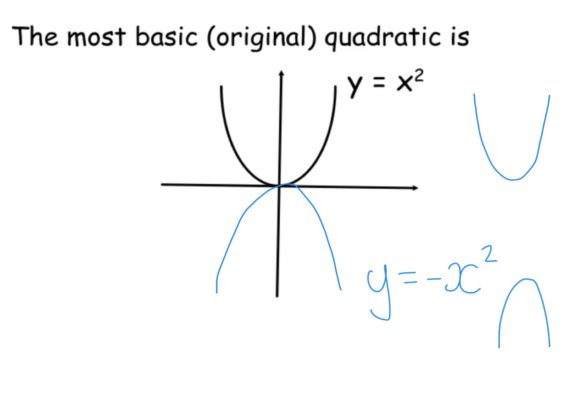A wee hint that I always use is, if you are positive, you are smiley, and if you are negative, you're sad. It makes a smiley face and a sad face. So if you hear me mention smiley faces and sad faces, that's where it comes from.